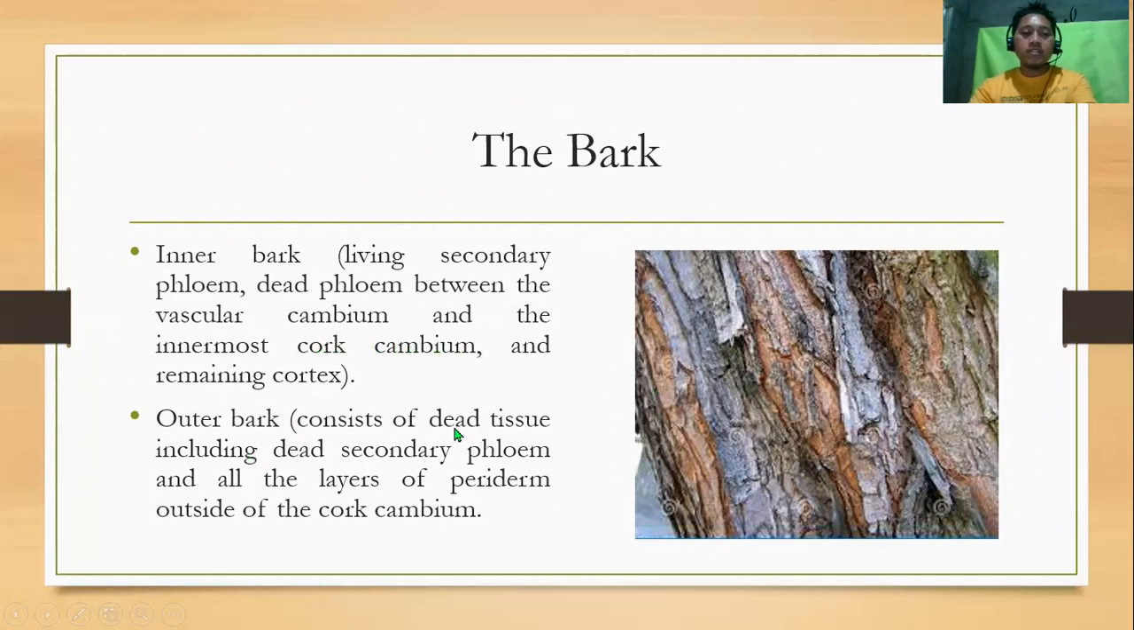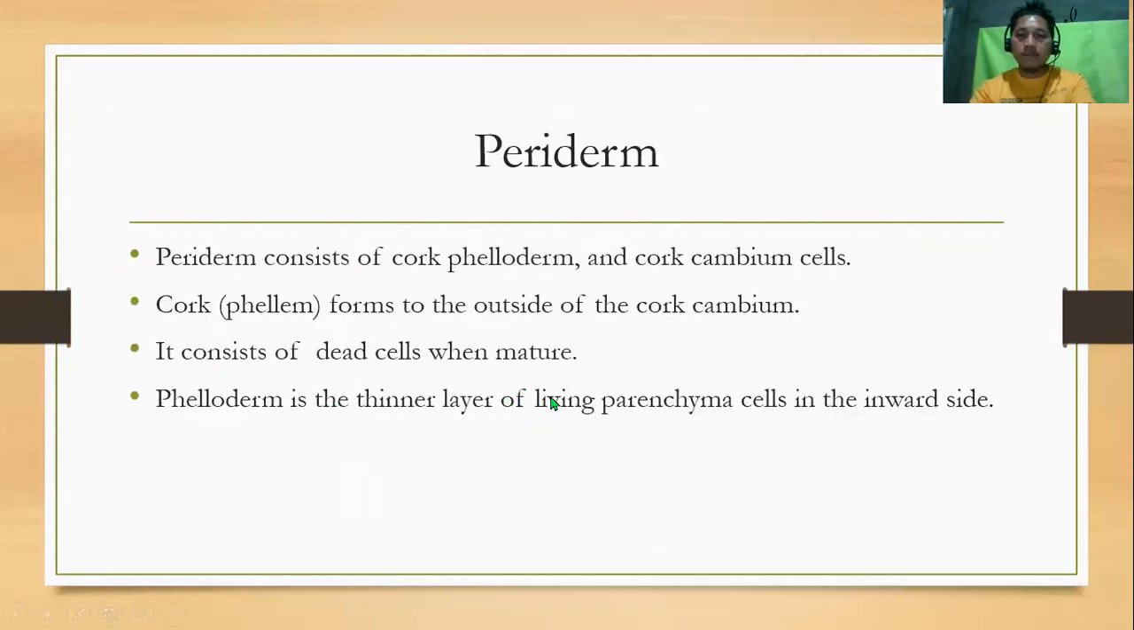So the outer bark consists of dead tissue, including dead secondary phloem and all the layers of the periderm outside of the cork cambium. So as the cells mature, katong cork, pag ma-mature siya, mamatay siya, and then mga tangtang siya. So muna siyang kinina part. So ang sulod ani next ani na layer is katong makita nimo ang living buhi siya. So moto ang kining phelloderm ang sunod na.